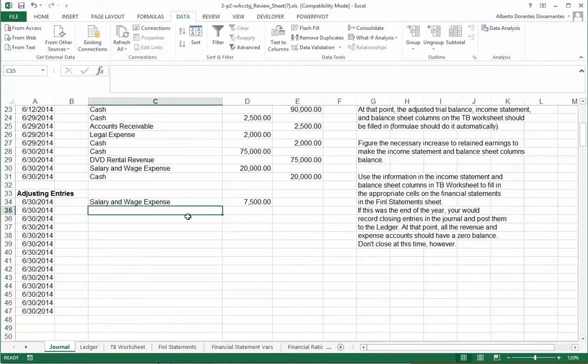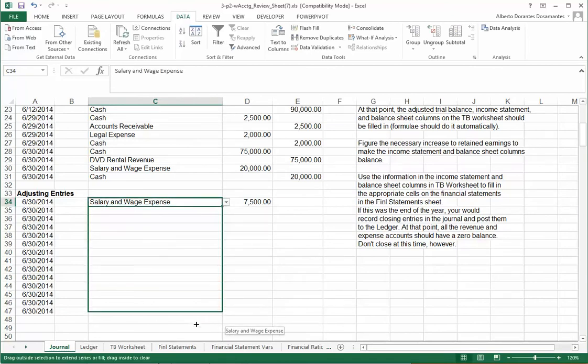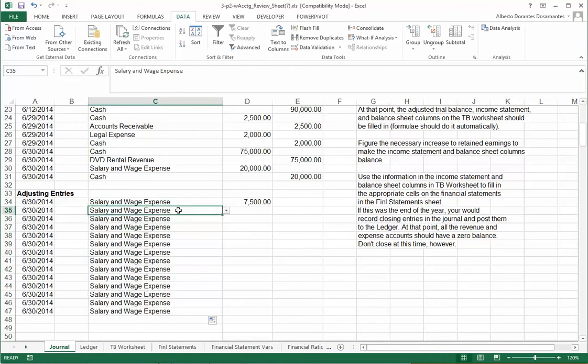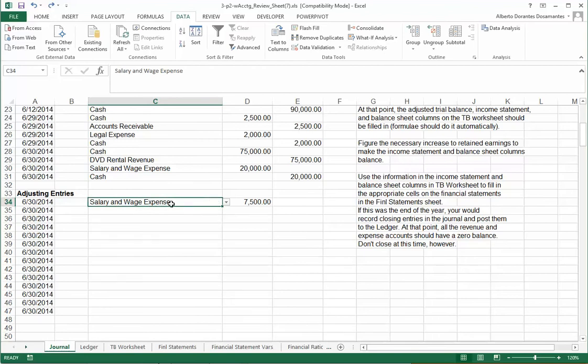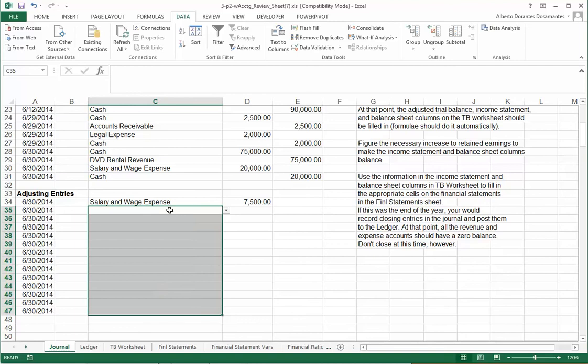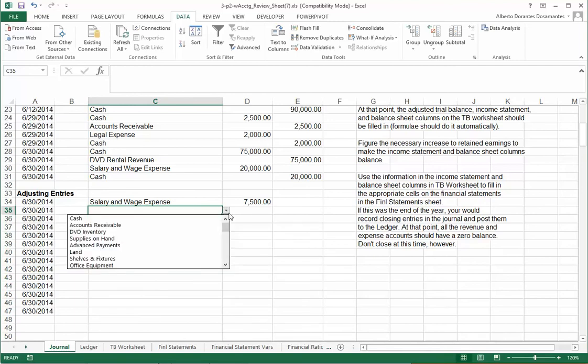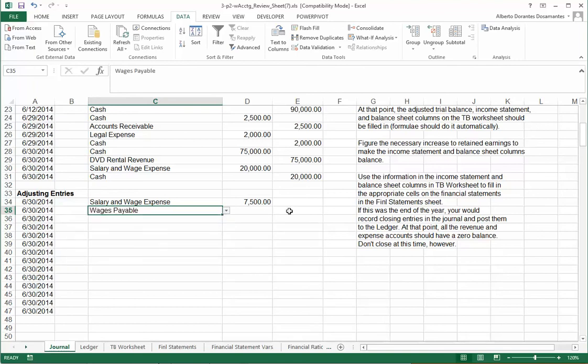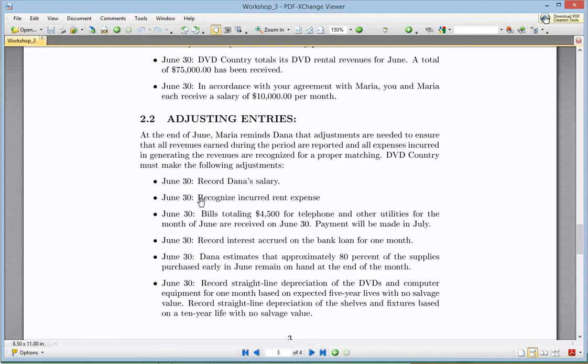And the other account that we have to use, I'm going to copy this until here. Okay, I'm going to Control Z to come back. Then I want to copy it, and I want to delete the information here. The other account that I have to credit is wages payable, for the same amount. Okay, now we are done with this expense. We are recognizing that expense. Then we go back to the following.